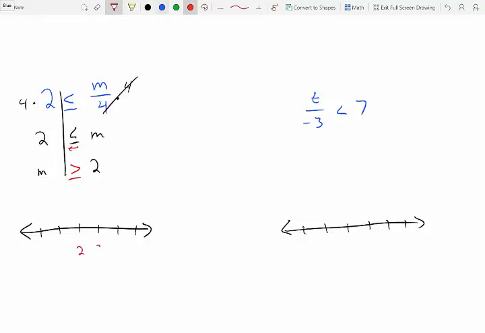So let's put the 2, 3, 4, 5, 1, and 0. Let's put a closed circle, and we shade to the right. And there's my final answer in my graph.